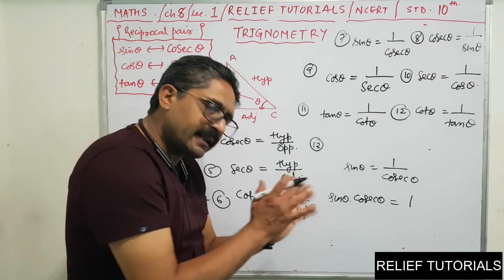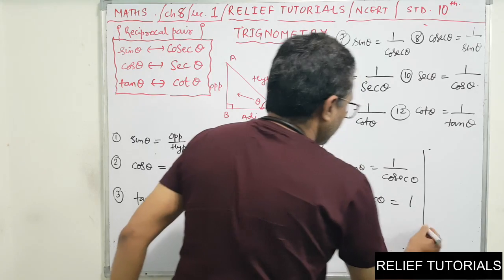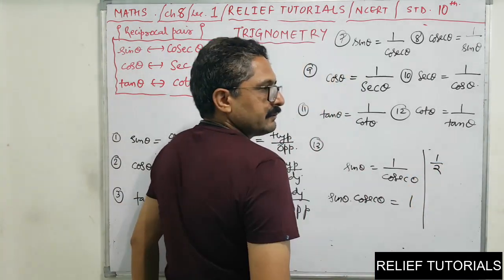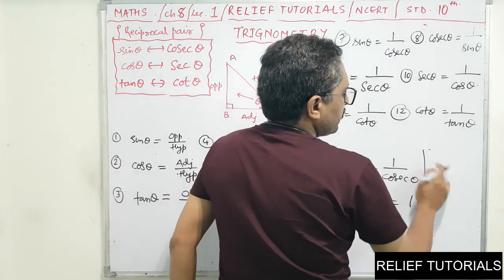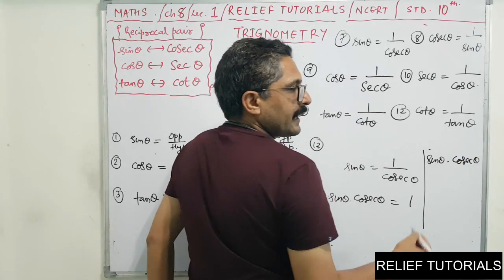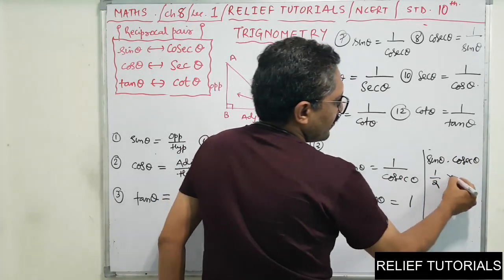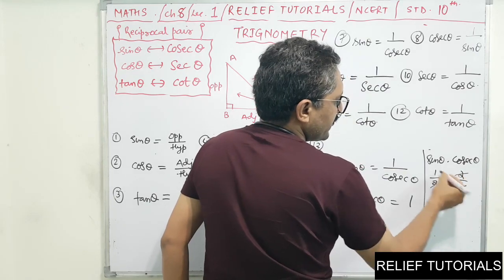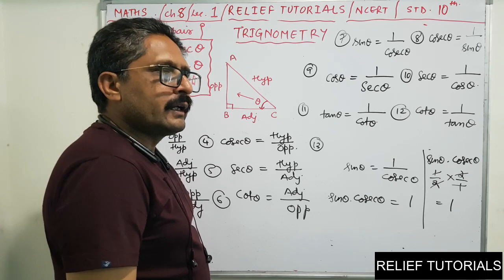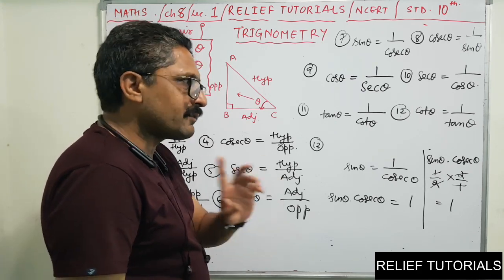This is the mathematical approach. But we will see it in another way. See, sin theta into cosec theta. For example, I say sin theta is 1 upon 2. Then cosec is the reciprocal of sin, so I have to write 2 upon 1. This 2 will get cancelled. The answer will be 1. So, in short, when you multiply a number with its reciprocal, the answer will be 1.